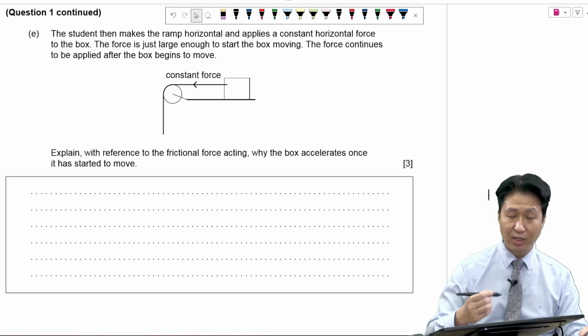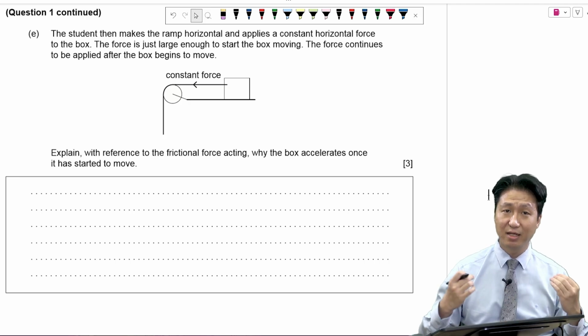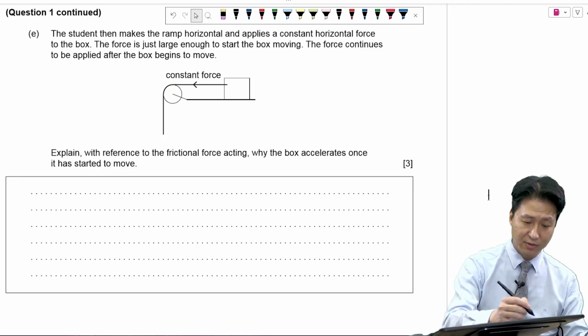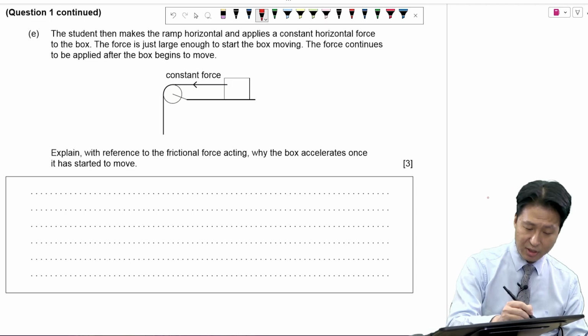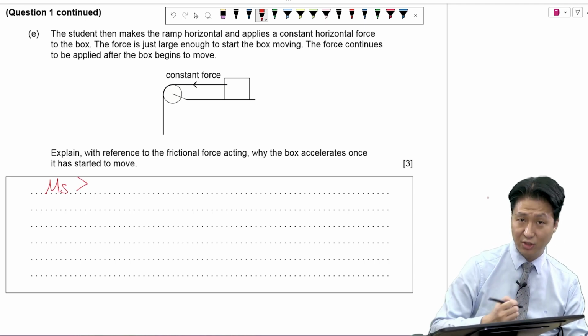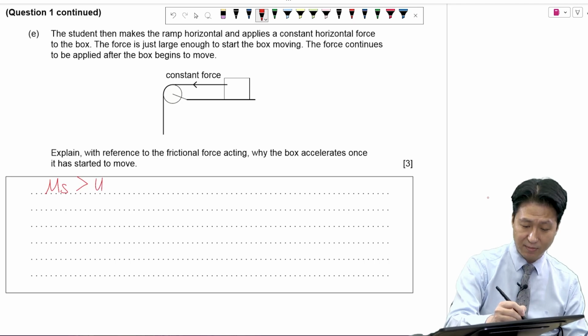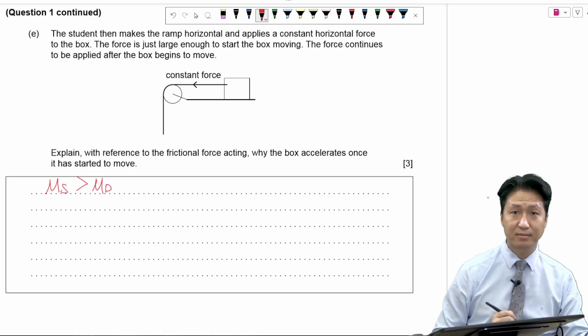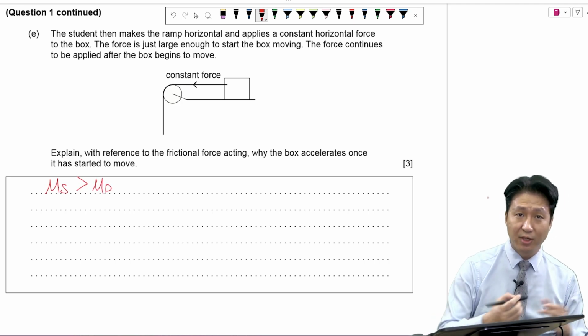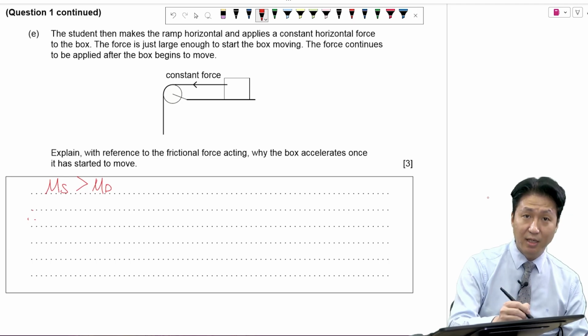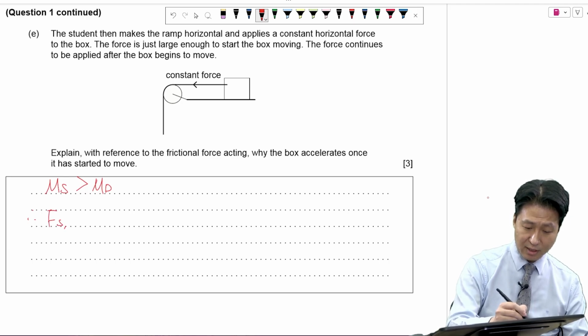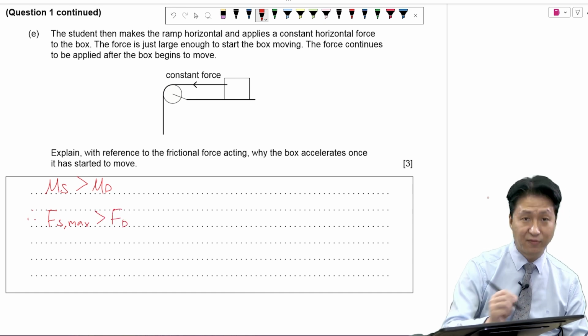You have to do a comparison of the static friction coefficient and the dynamic friction coefficient. So I'll use symbols here, but you should probably write this down. The static friction coefficient is greater than the dynamic friction coefficient. So therefore, the maximum static friction force is greater than the dynamic friction force.